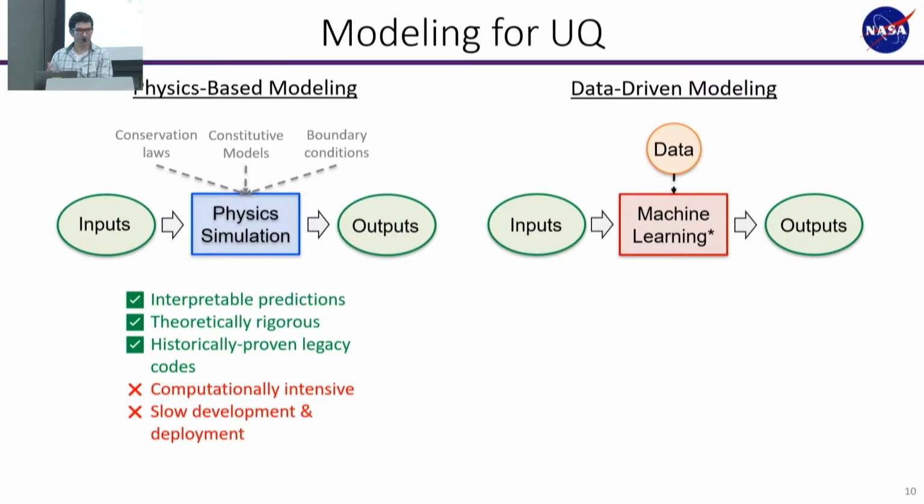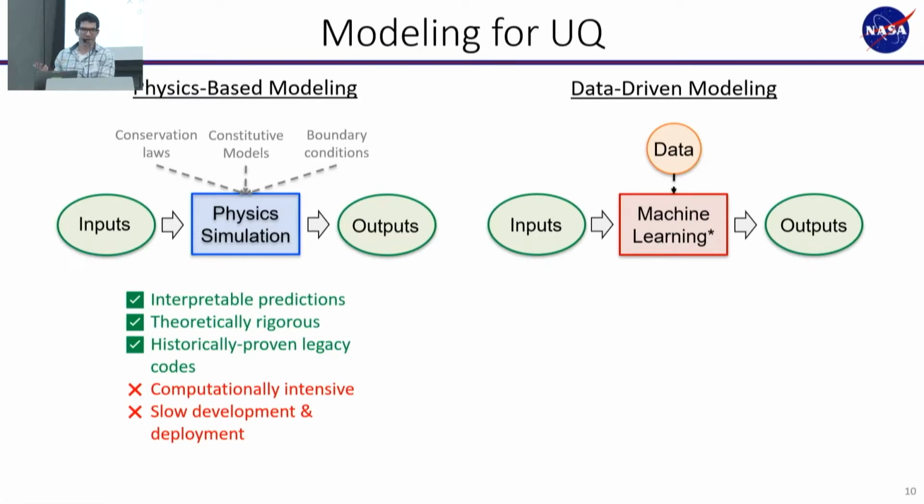They're theoretically rigorous in the sense that usually we have a lot of mathematical proofs of convergence and uniqueness of solutions with methods like the finite element method and finite difference method. And also, we usually have historically proven legacy codes, or we often do. So we'll talk about an EDL code from NASA Post 2 that we've been using for decades, build trust in that type of model. Downside, as I alluded to, so computationally intensive.